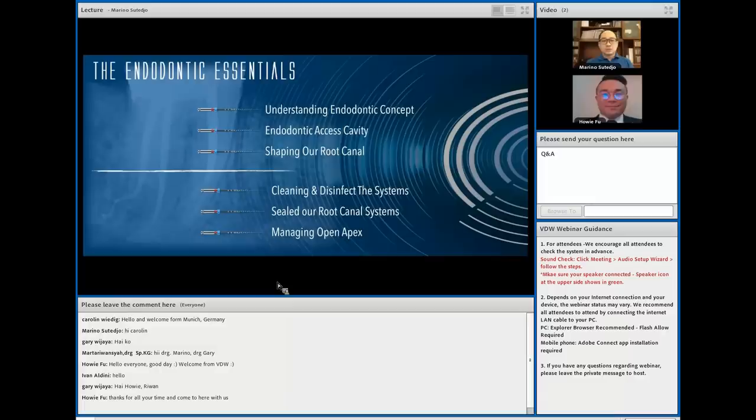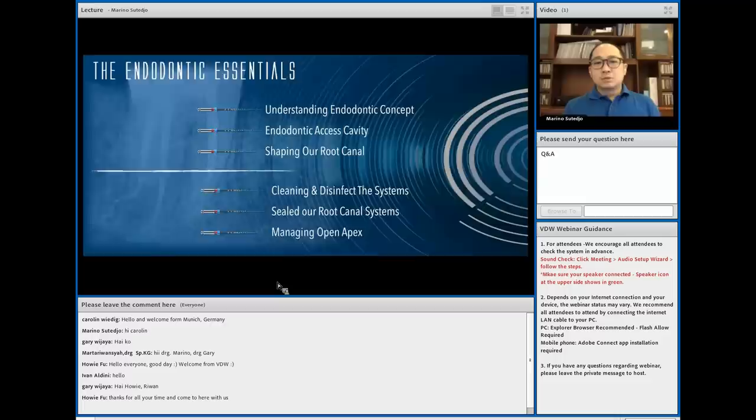If we are talking about endodontics, there are six topics that I want to discuss with you today. First things first, we need to understand what endodontic treatment is. Secondly, how we can gain our access cavity, and then how we can shape our root canal systems, how we can clean and disinfect, and finally we need to seal our root canal systems. And I'm going to discuss a little bit about managing open apex, because some of you might have this case in your daily practice, and recently quite many questions came to me about this kind of case.